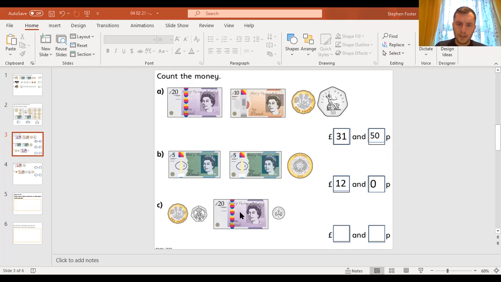Next one, there is a £20 note and a £1 coin, which makes £21. And there is a 20p piece and a 5p piece. 20 plus 5 is 25. So £21 and 25p. Well done if you managed to get all of those too.